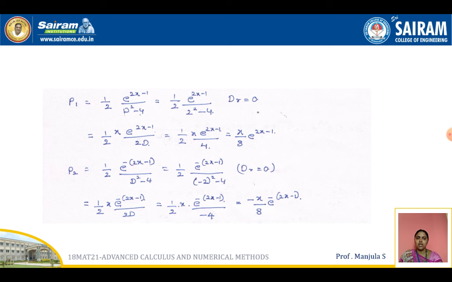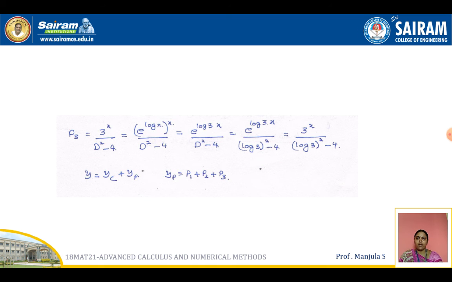Here the only thing is replace D by a. The value of a is the coefficient of x in the exponential term, that is minus 2. So after simplification we are getting particular integral 2 as minus x by 2 e to the power minus of (2x minus 1). Now we'll go for finding the last one, particular integral 3, which is 3 to the power x.